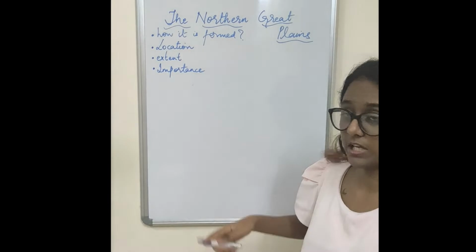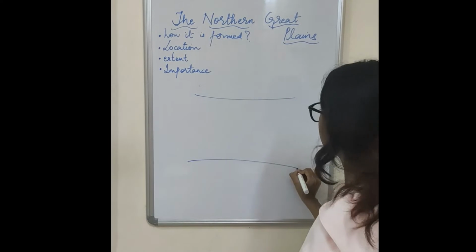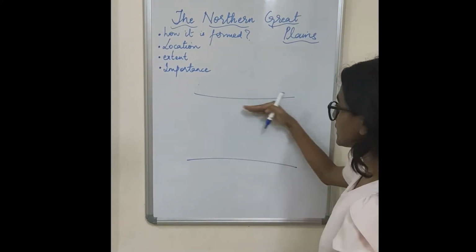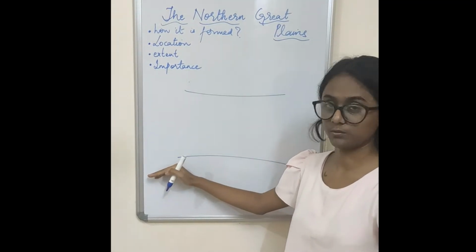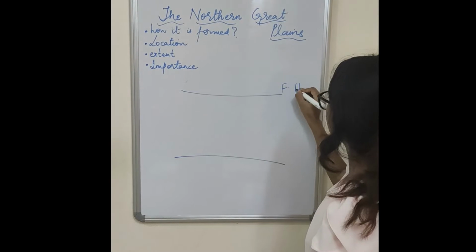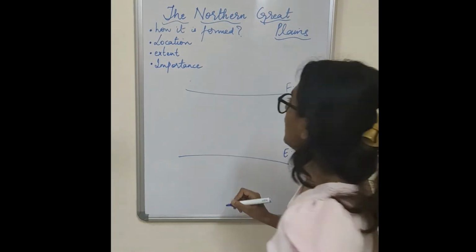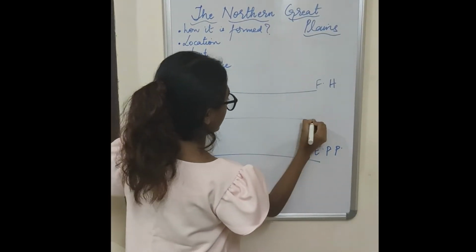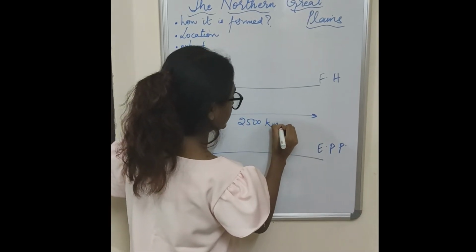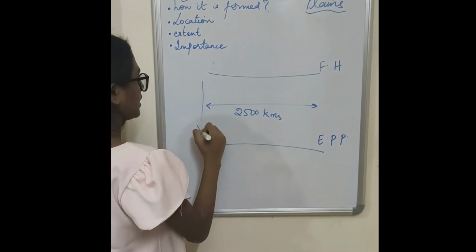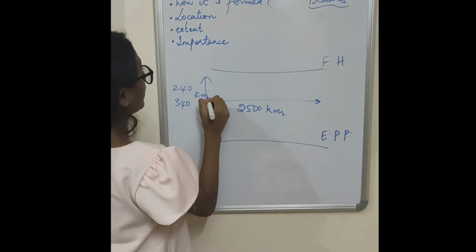Now let's learn about the location. Now the Northern Great Plains, right? They extend from the foothills of the Himalayas in the north to the edge of the Peninsula Plateau in the south, okay? So here we have the foothills of the Himalayas, here we have the edge of the Peninsular Plateau. And the extent of the Northern Great Plains is 2,500 kilometers and the width ranges from about 240 to 340 kilometers.